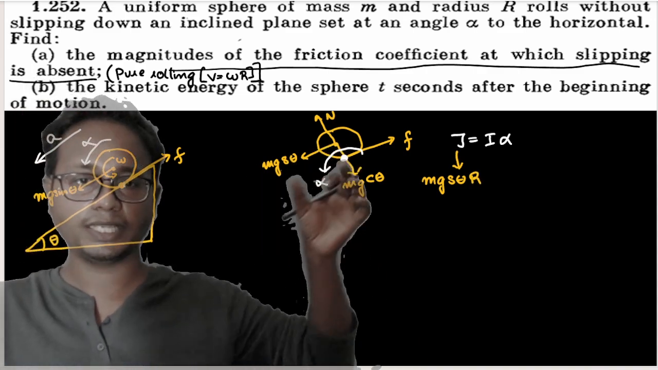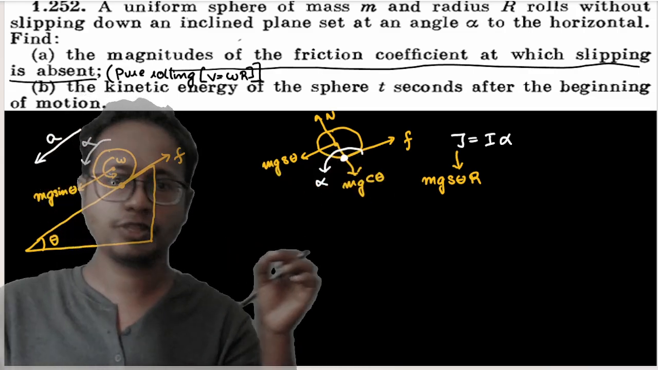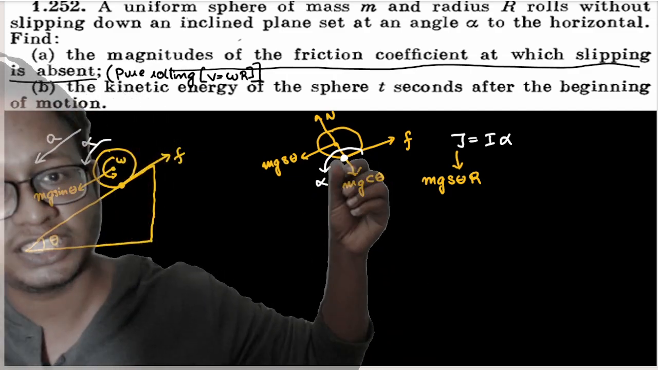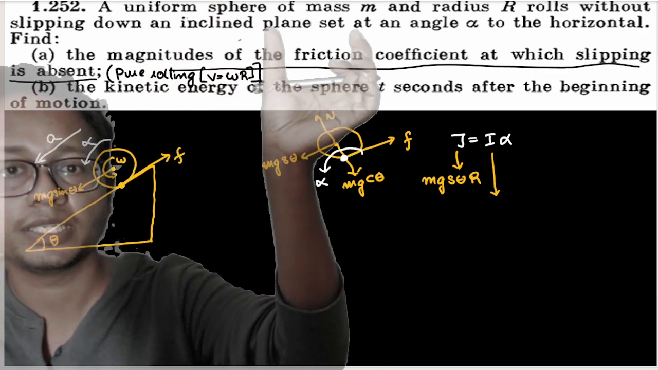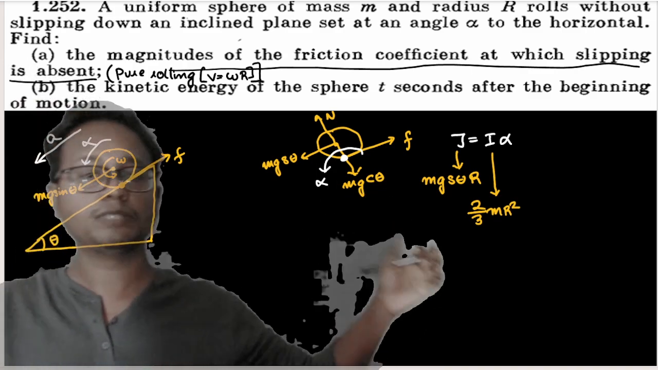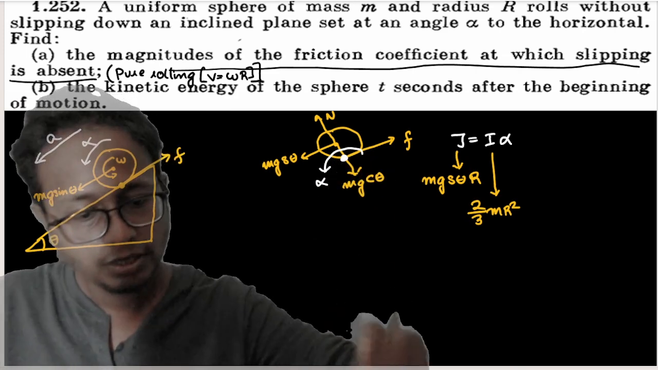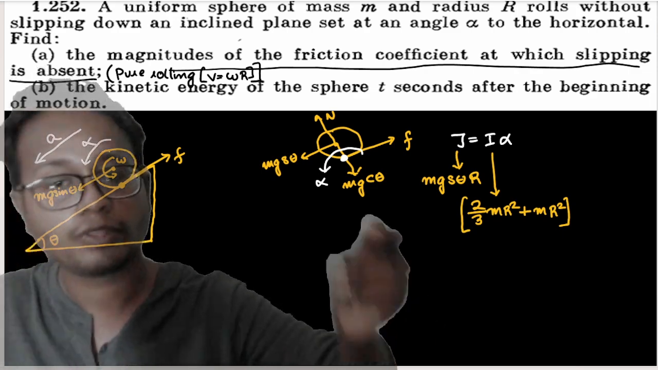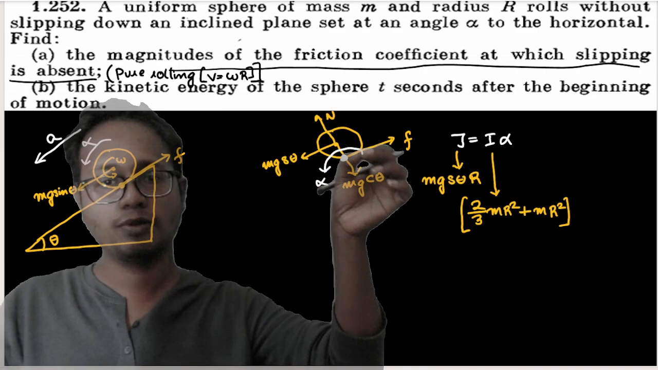Why? r cross mg sin theta. This is the force. Torque due to this force at this point of rotation is nothing but r into mg sin theta. Moment of inertia of the whole sphere about the instantaneous axis of rotation: the moment of inertia of a uniform solid sphere through the center is 2 by 3 m r square. But this moment of inertia is through the center. I have to find the moment of inertia through the instantaneous axis of rotation, so if I apply the parallel axis theorem, it would be plus m r square. So the moment of inertia of the whole sphere through the instantaneous axis of rotation, multiplied by alpha, the angular acceleration.